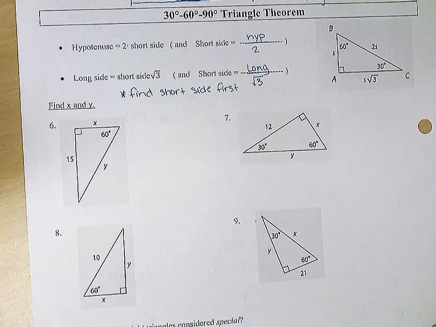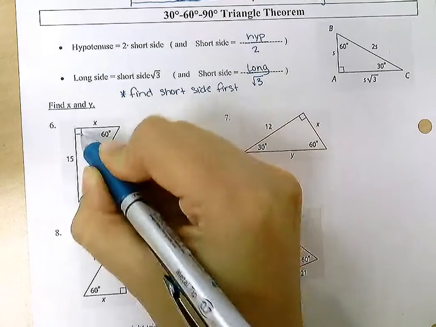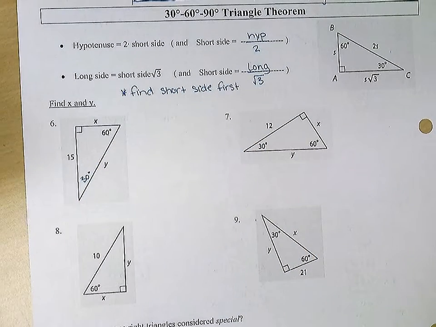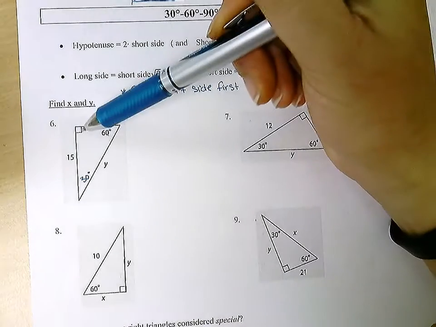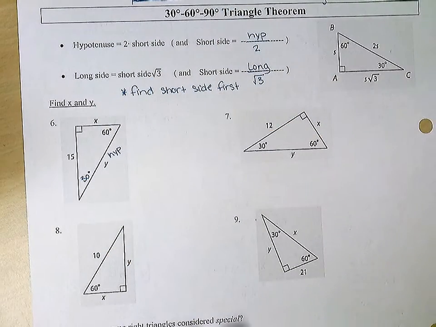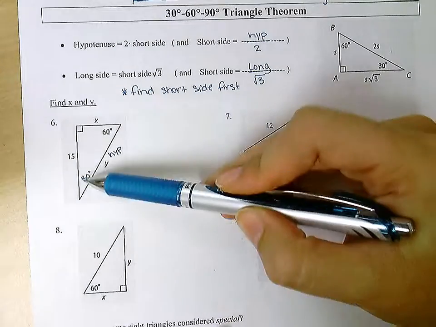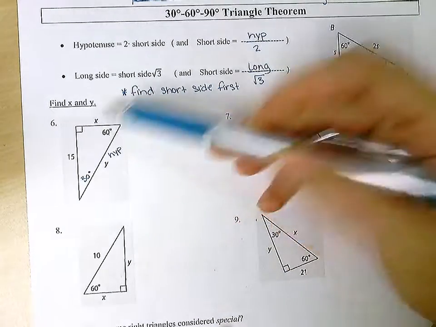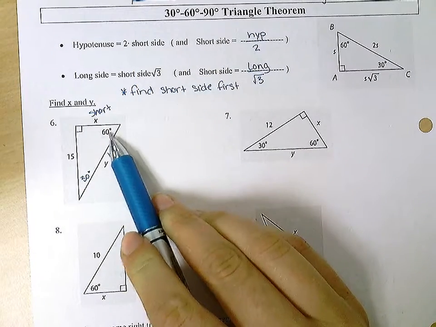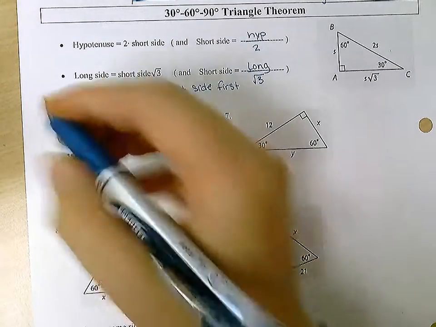Okay, so number 6. First identify that it is a 30, 60, 90 right triangle. I have 90, 60. This other angle has to be 30 degrees. From there, I'm going to label all of my sides. So first the hypotenuse across from the 90 degree angle. The short side is across from the 30 degree angle. And the long side is across from the 60 degree angle.